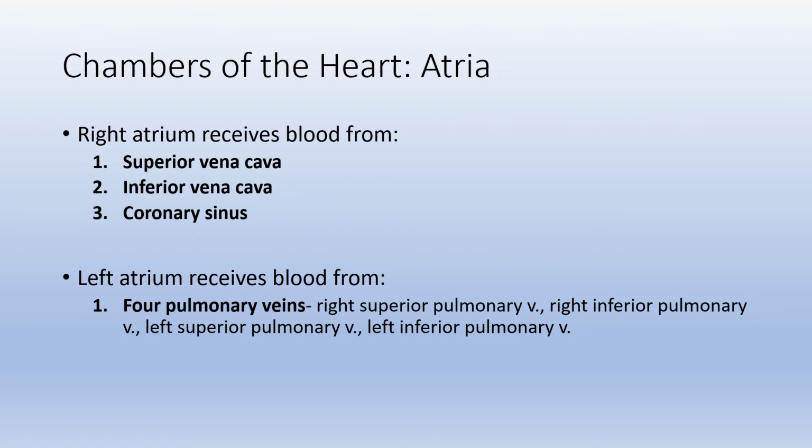And lastly, the right atrium also receives deoxygenated blood from the heart itself via the coronary sinus. The coronary sinus collects venous blood or deoxygenated blood from the heart and brings it to the heart. The left atrium receives blood from the lungs, but more specifically, it receives that oxygen-rich blood from 4 pulmonary veins. Now, maybe you're thinking, well, I only have 2 lungs, a left lung and a right lung. There are 2 pulmonary veins per lung, which gives you a total of 4.